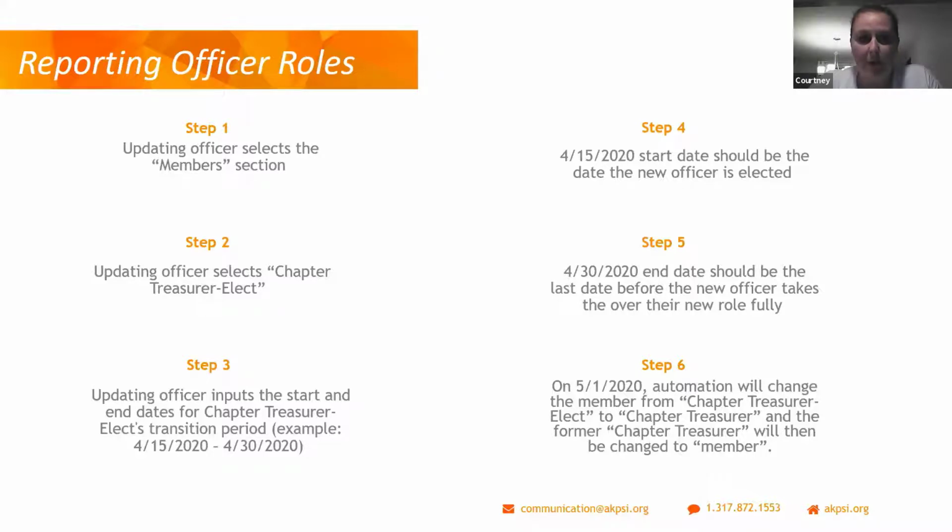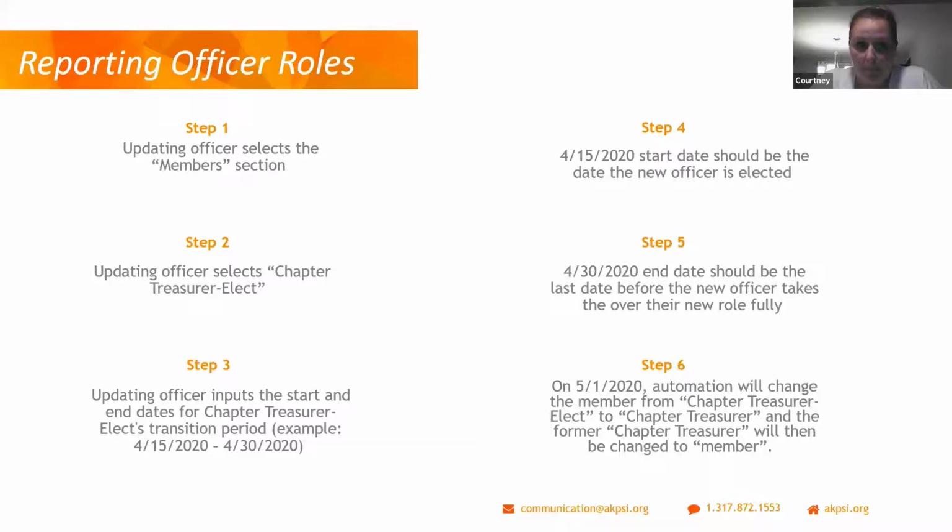So updating, you're going to go to the member section of ChapterSpot. The new part of this is the position elect roles. In order for an individual to be put into, for example, secretary, they have to have a secretary elect first. And that period could be anywhere from a few months, to a few weeks, or even a few days.